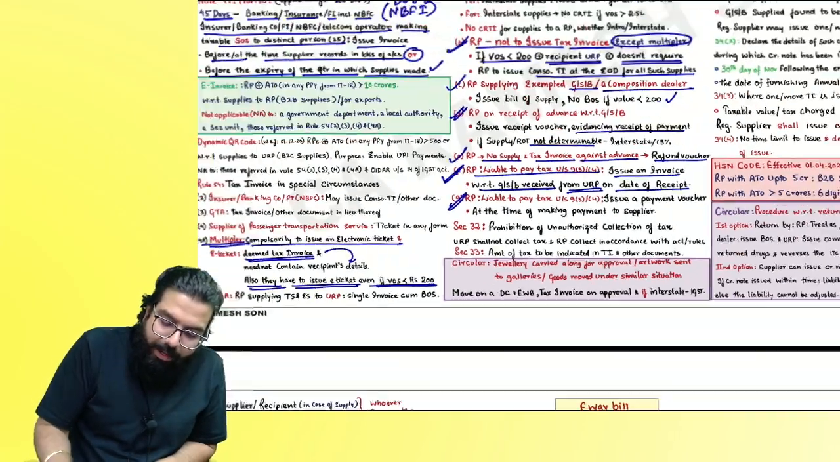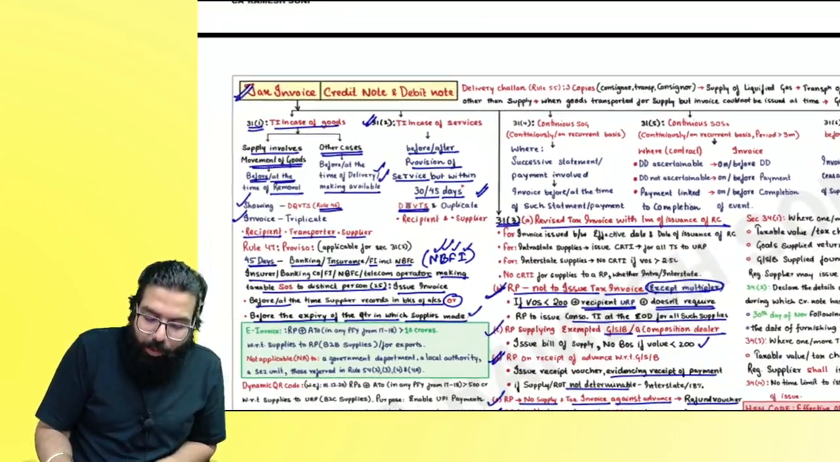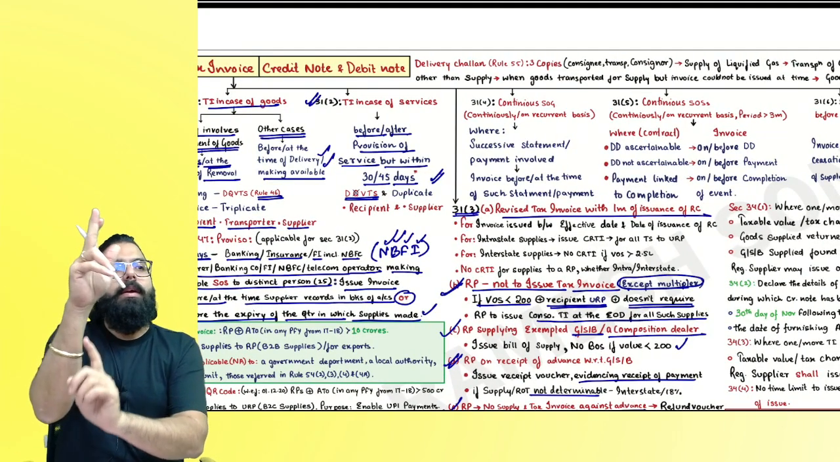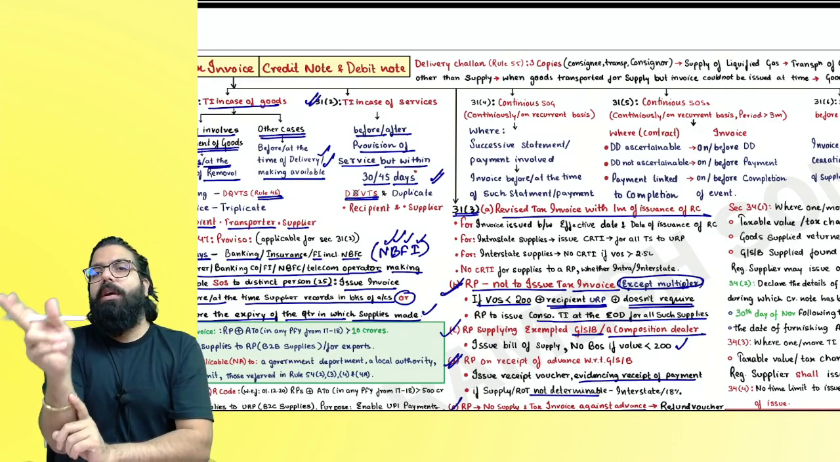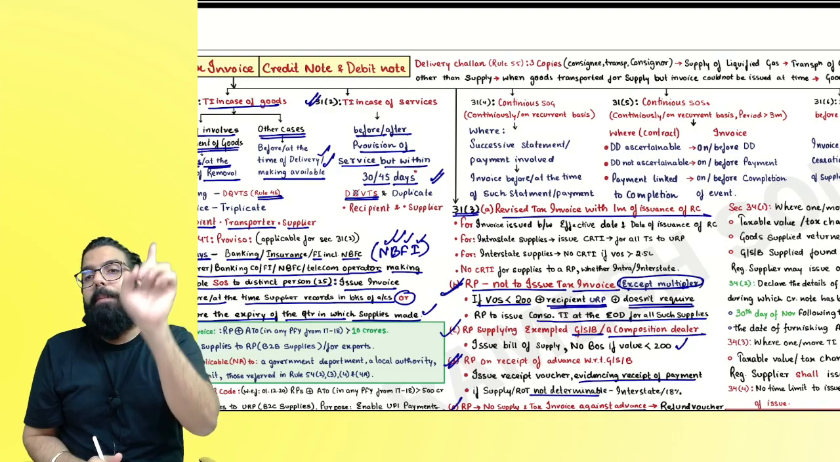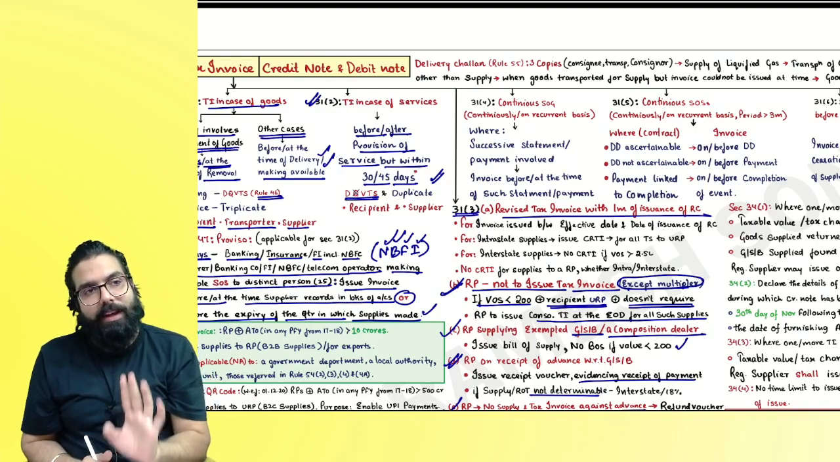Right, everyone? Then section 31.3, one done. Supply in case of goods: removal, delivery, making available; services: 30 days or 45 days. Then 31.3, A, B, C, D, E, F, G.